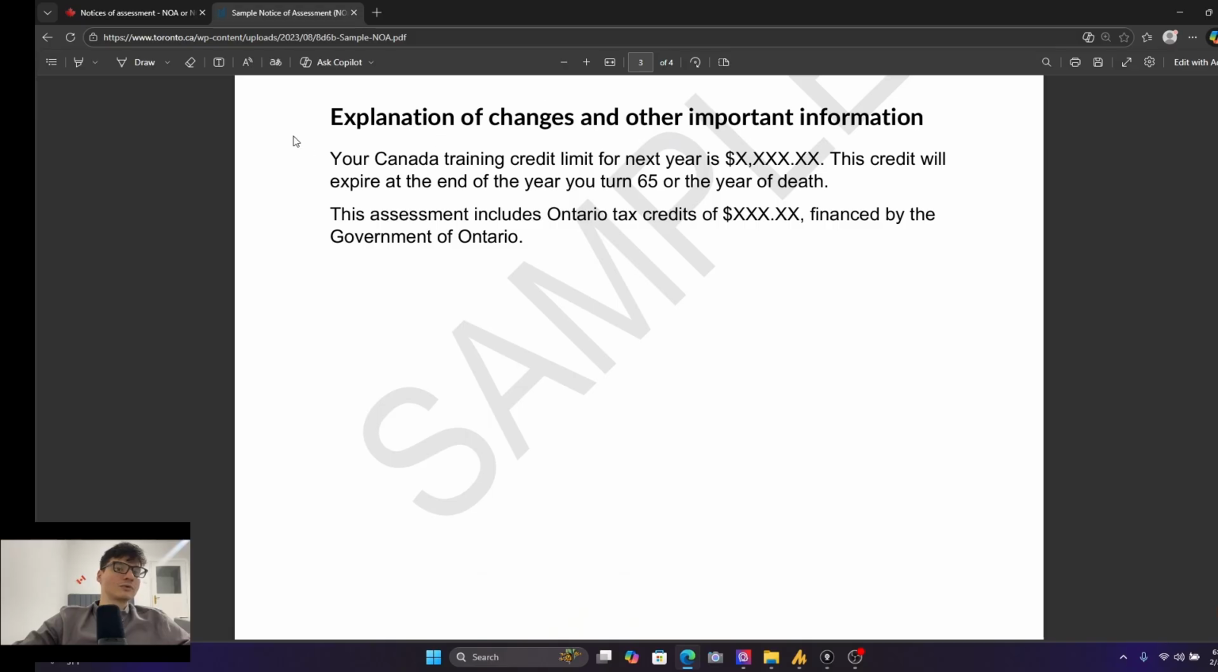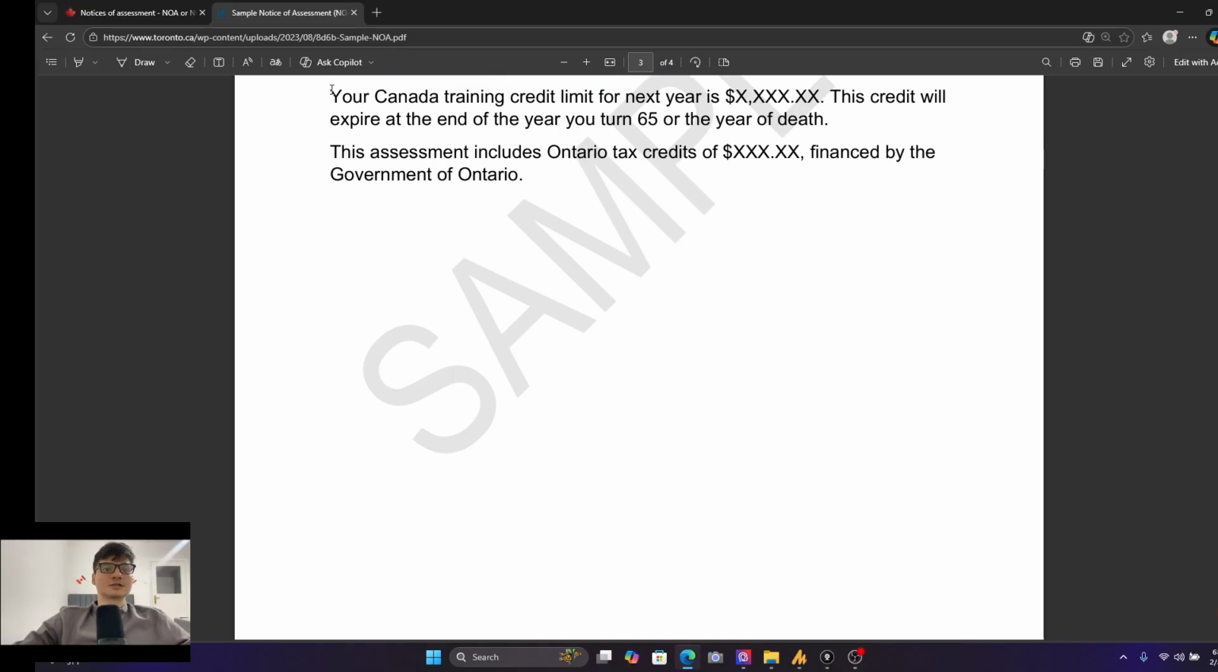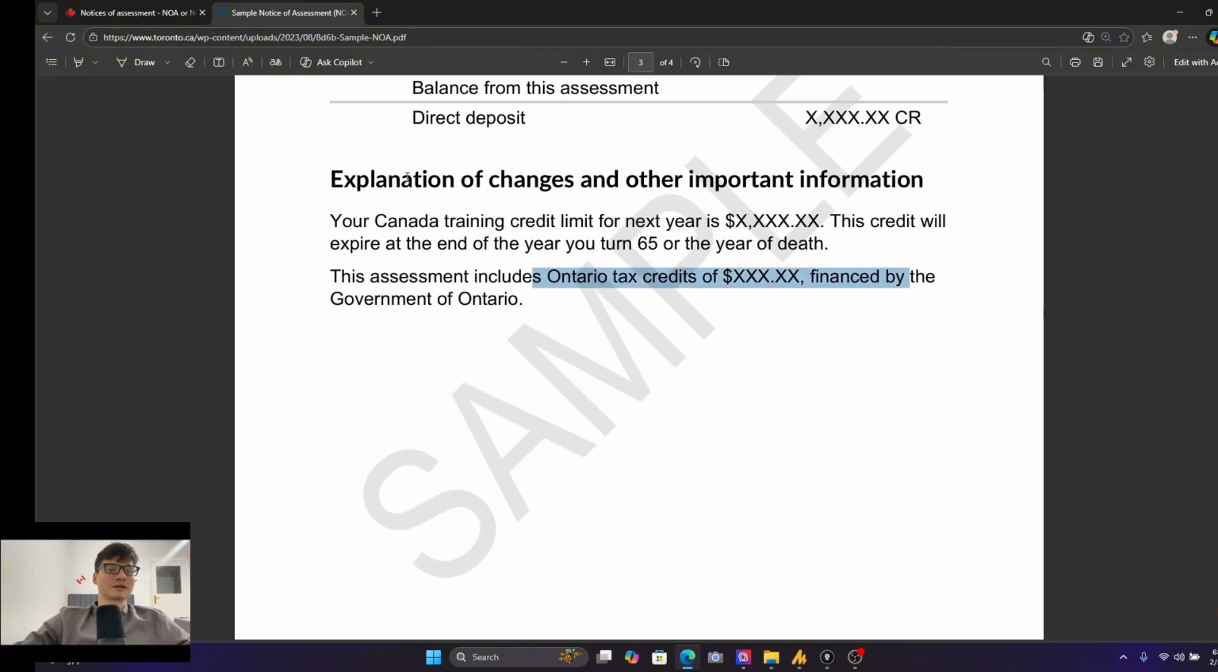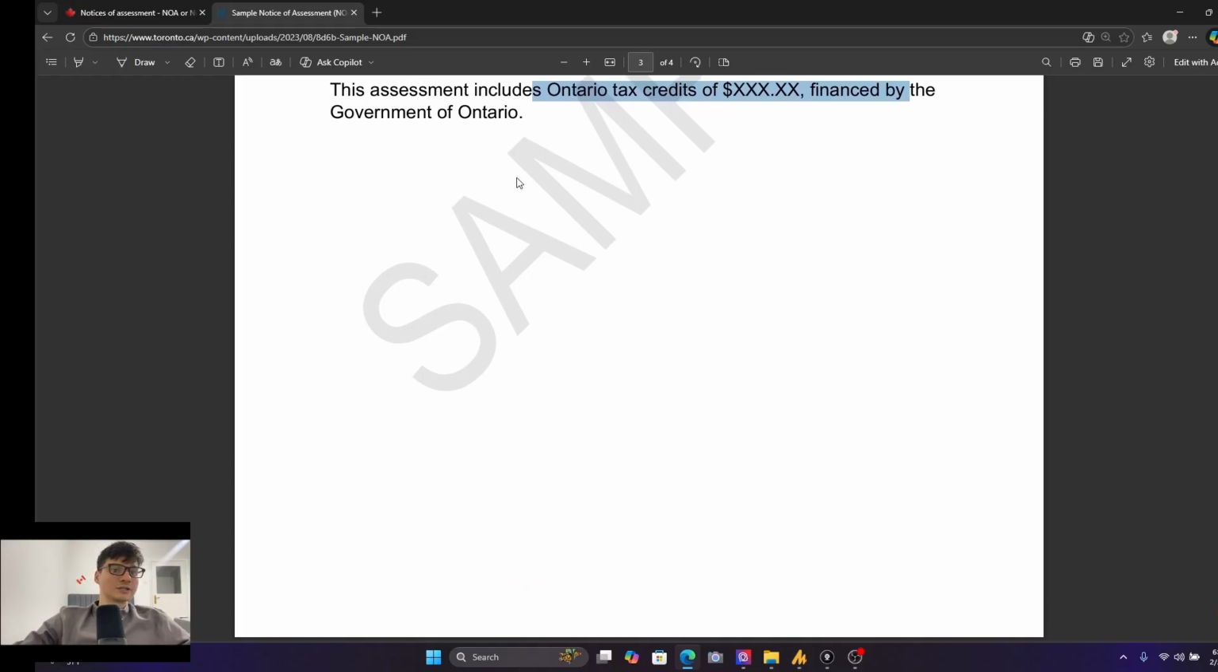If you go further down, they'll have a page or a paragraph for your explanation of changes and other information. So here you can see your Canadian training credit limit for the next year is X amount. It'll expire once you turn 65. And then they tell you something about the assessment includes your Ontario tax credits financed by the government of Ontario.